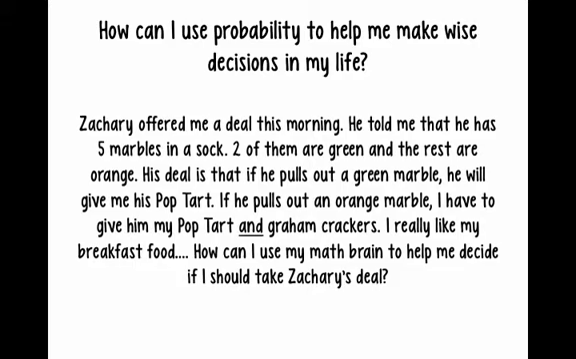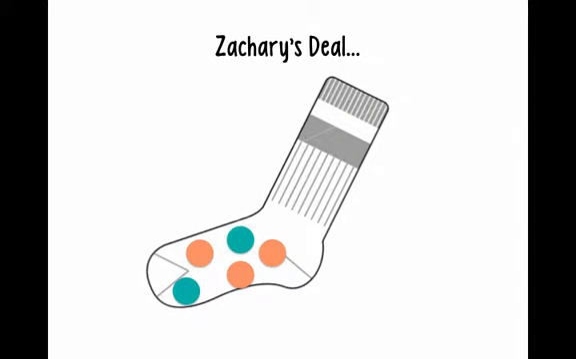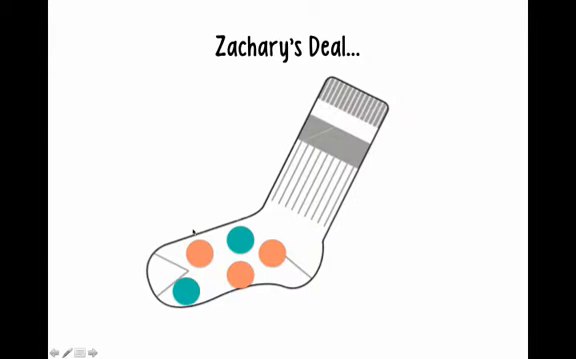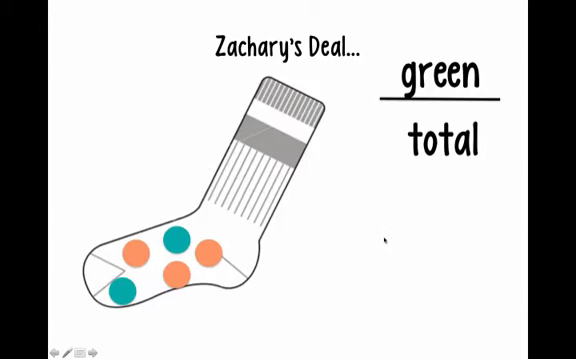Now I'm thinking to myself, I really like my breakfast food, and I have a chance to get an extra Pop-Tart, but I also have a chance to lose my breakfast food. So I need to use my math brain to help me decide if I should take Zach's deal or not. Here's Zachary's sock. He has 2 green marbles and the rest are orange. To clarify, let's go back and reread. He told me that if he pulls out a green marble, he'll give me his Pop-Tart. I need to figure out the probability of pulling out a green marble.